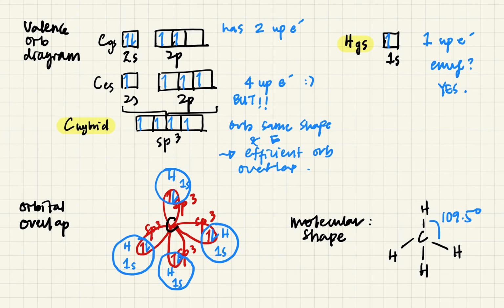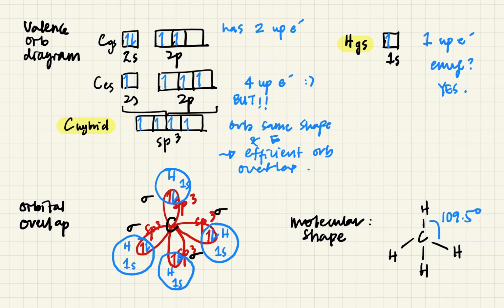So now, are we done yet? Is the orbital overlap drawing complete? Not yet. You have to label your bonds. So you have 1, 2, 3, 4 sigma bonds, right? Because you already overlap your 1s orbital of hydrogen with the sp3 orbital of carbon. So each overlap results in a sigma bond. So now you have 4 sigma bonds.